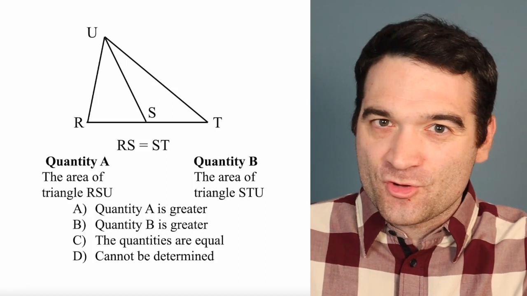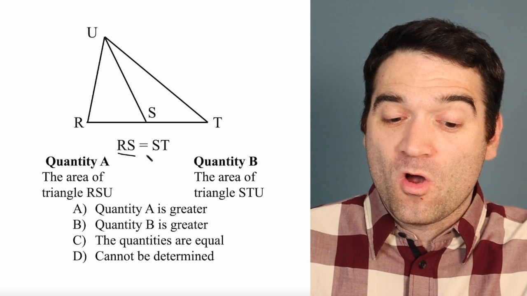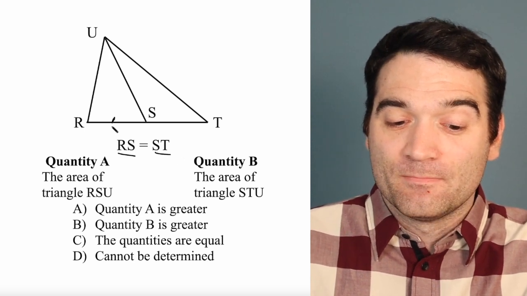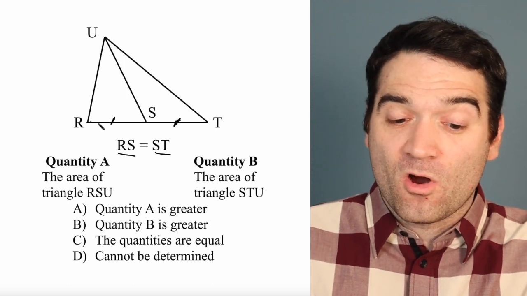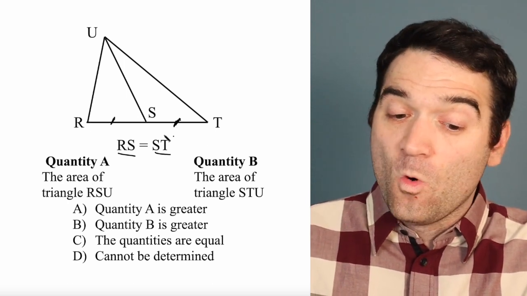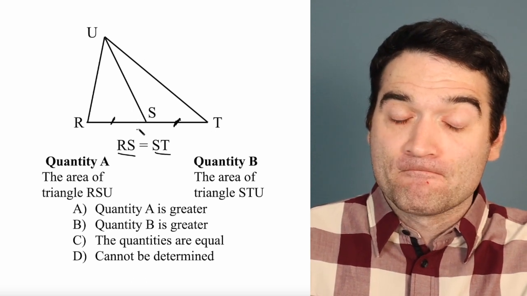Here's a GRE geometry question. Let's take a look. So we have this picture right here, and we're told that RS is equal to ST. That is equal to that. And we want to know what's greater, the area of RSU, this triangle on the left, or the area of STU, this triangle on the right.